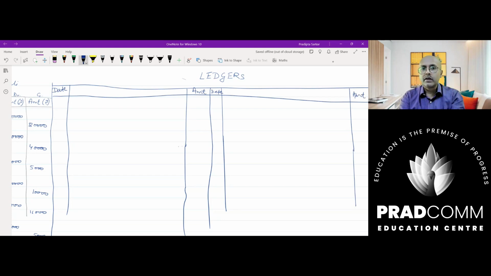Now, as you all know, in the journal also, just after the date column, we get our particulars. Over here also, it will be particulars. But in journal, we used to have ledger folio, but in ledger, we will have journal folio. It will be the thinnest column, okay? Normally, you do not write anything over here. We will discuss that afterwards because it's not so relevant for you now.